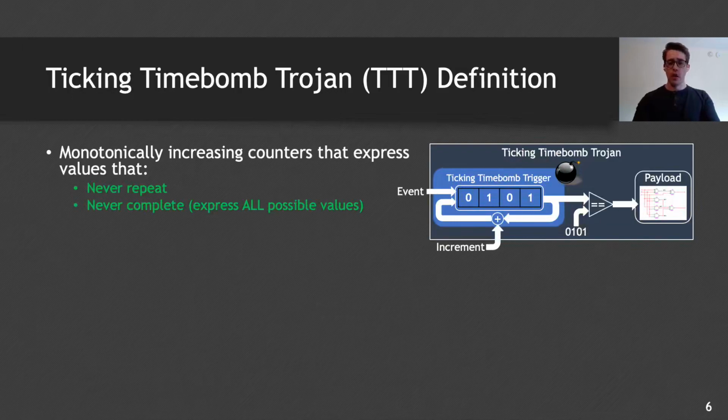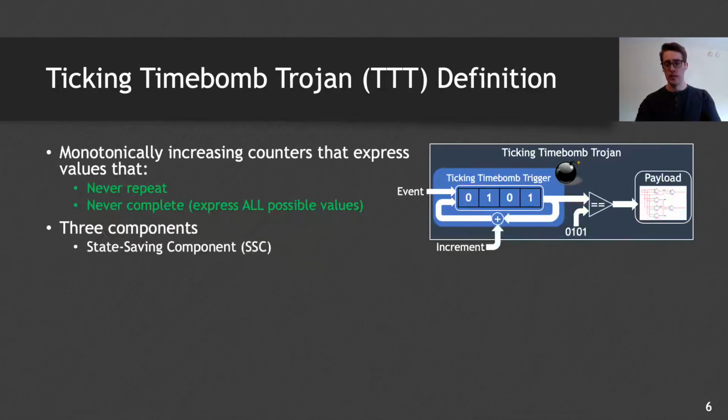And if a counter enumerates all possible values and the victim circuit does not exhibit abnormal behavior, then it is also not part of a TTT. From this succinct definition, we enumerate the space of all possible TTT designs, including some novel variants, based on the 3 fundamental components required to implement this type of behavior in hardware. These components include 1, state-saving components, or SSCs, which store the counter's current count. 2, an increment event, which triggers the counter to increment its value. And 3, an increment amount, which determines the next value in the counter sequence.